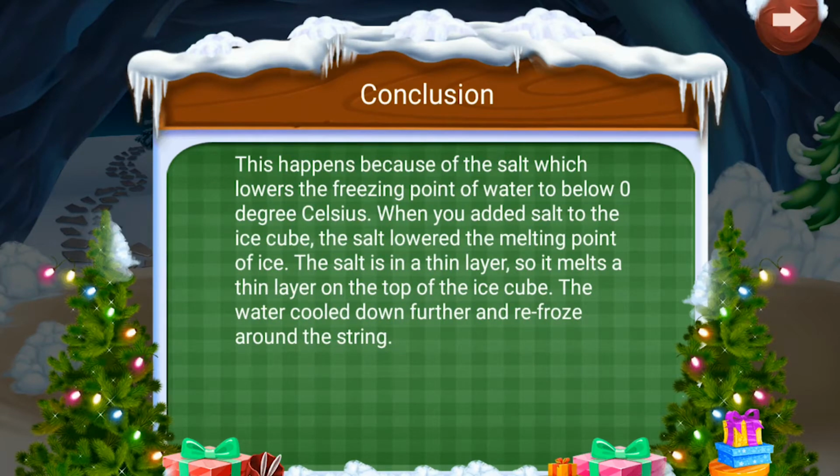Conclusion. This happens because of the salt, which lowers the freezing point of water to below 0 degrees Celsius. When you added salt to the ice cube, the salt lowered the melting point of ice. The salt is in a thin layer, so it melts a thin layer on the top of the ice cube. The water cooled down further and refroze around the string.